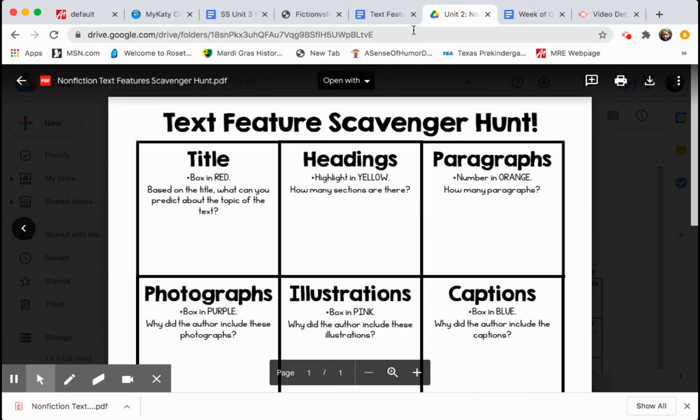Okay, so we will dive a little bit deeper into this in our mini lesson and small group this week. If you have any questions, please let me know, and we'll get this completed.